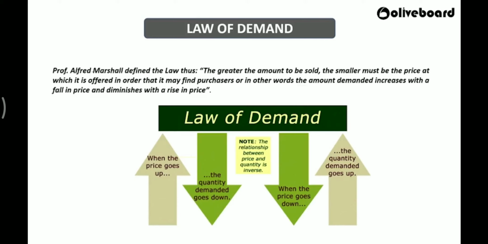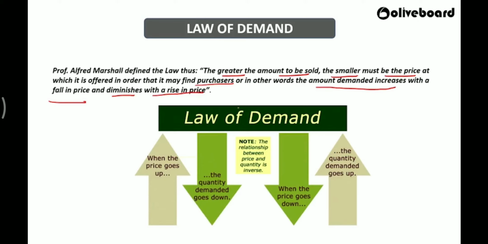Now Professor Alfred Marshall, an economist, gave a law on how demand will react. He said greater the amount to be sold, smaller must be the price at which it is offered, in order that it may find the purchaser. Or in other words, the amount demanded increases with a fall in price and diminishes with a rise in price.